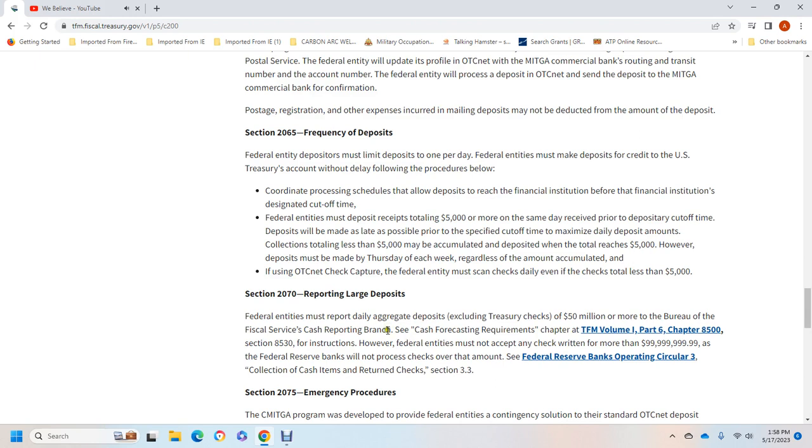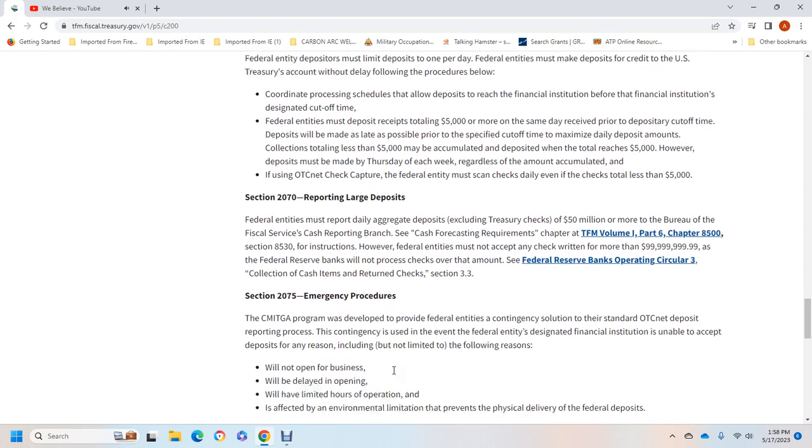Federal entities must not accept checks written for more than $999,999.99, as Federal Reserve Banks will not process checks over that amount. Federal Reserve Banks operate under Operating Circular 3, Collection of Cash Items and Returned Checks, Section 3.3.